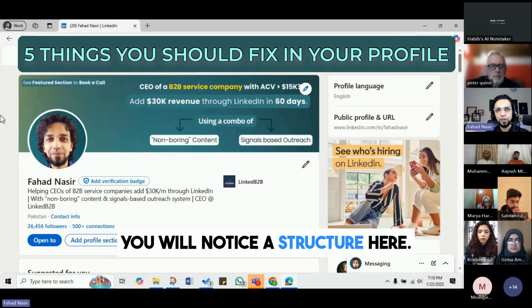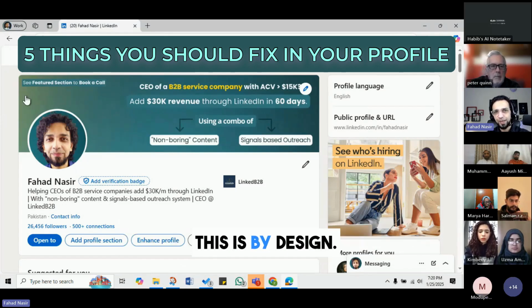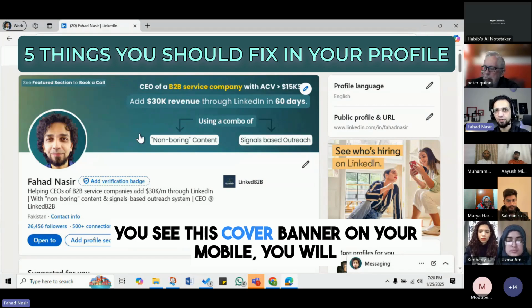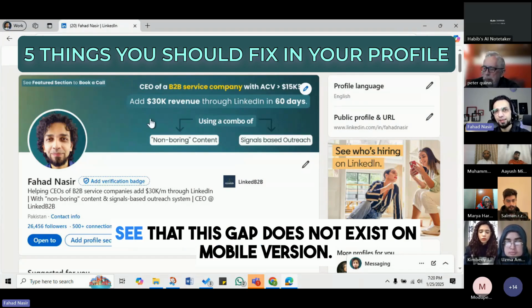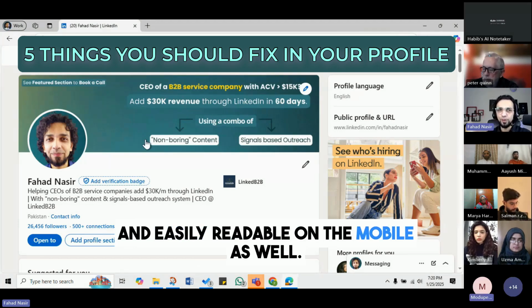You will notice a structure here. Can you see this empty space that we have over here? This is by design. You have to keep this gap over here because when you see this cover banner on your mobile, you will see that this gap does not exist on the mobile version. So we keep this gap over here so that it's clearly visible and easily readable on the mobile as well.